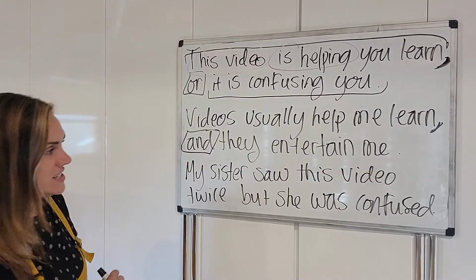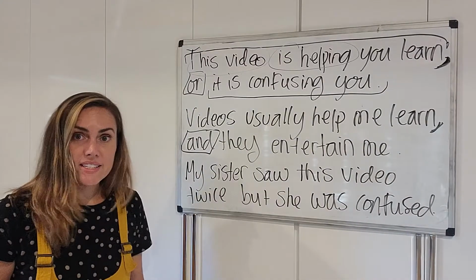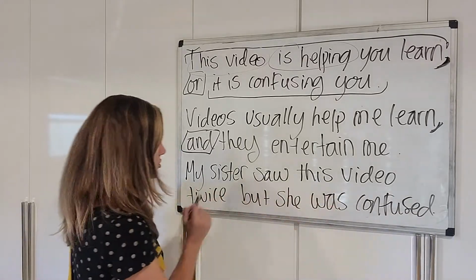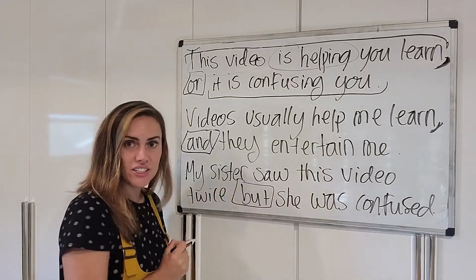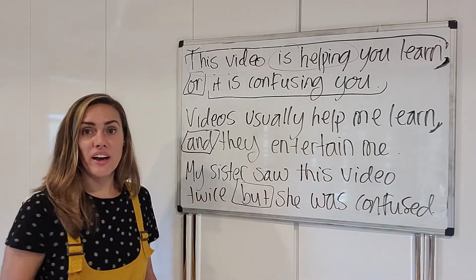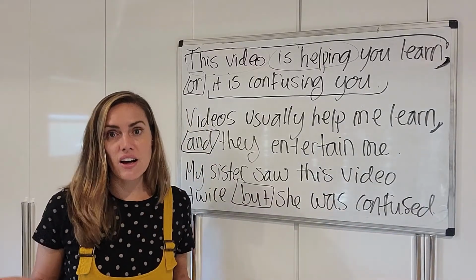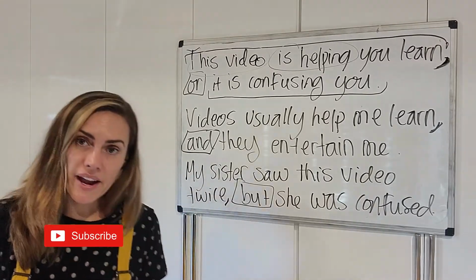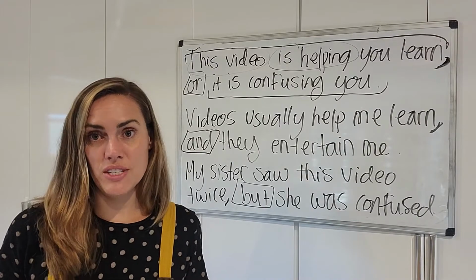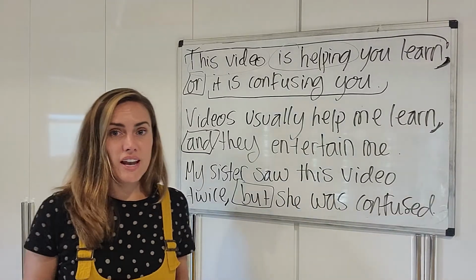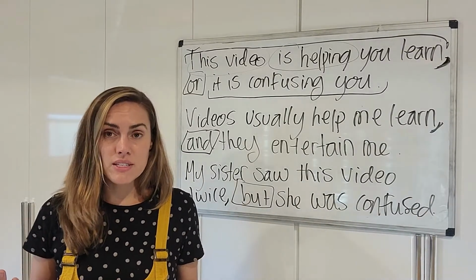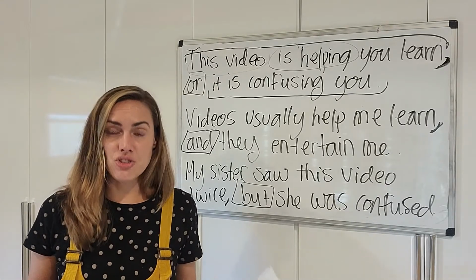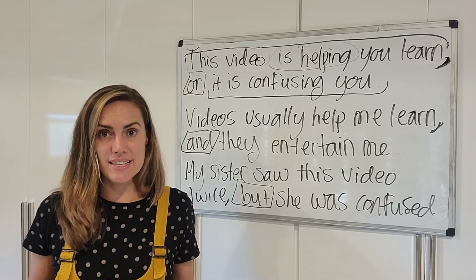Over here, my sister saw this video twice, but she was confused. My sister saw this video twice, but is the connector, she was confused. We have a sentence on both sides of the word but, so let's put a comma. They're parallel because they're connecting two sentences. Now, when you connect two sentences, sometimes it's also helpful to make sure that the verbs and the structure of those sentences is the same.